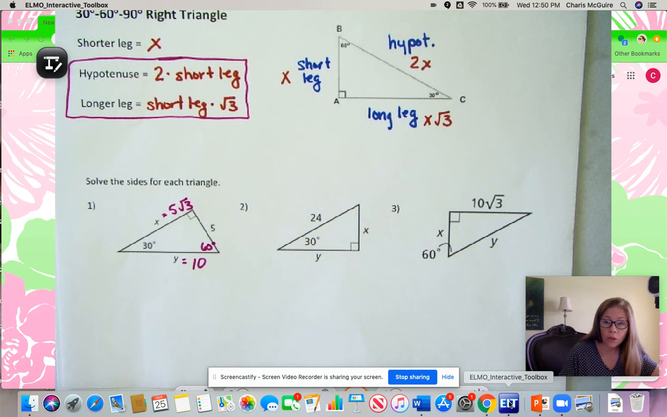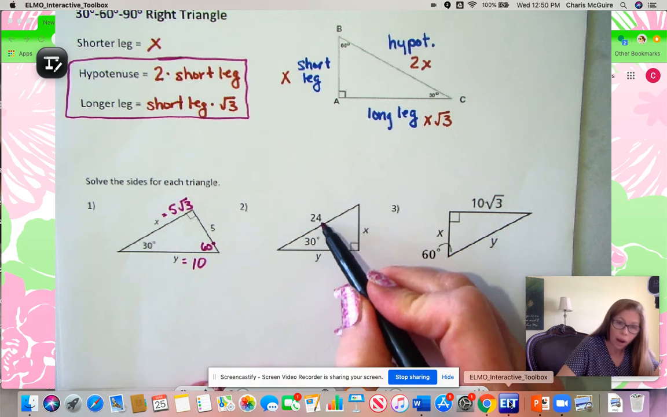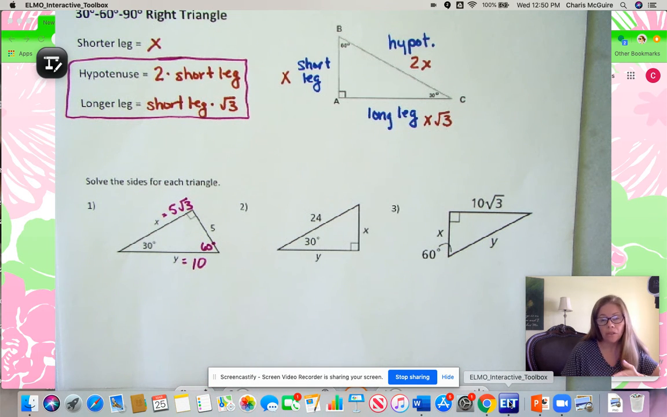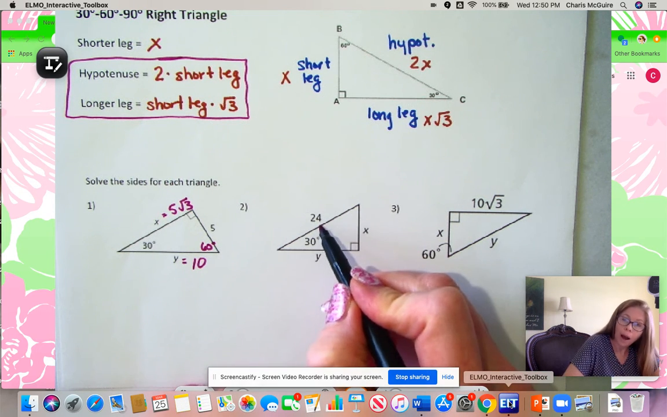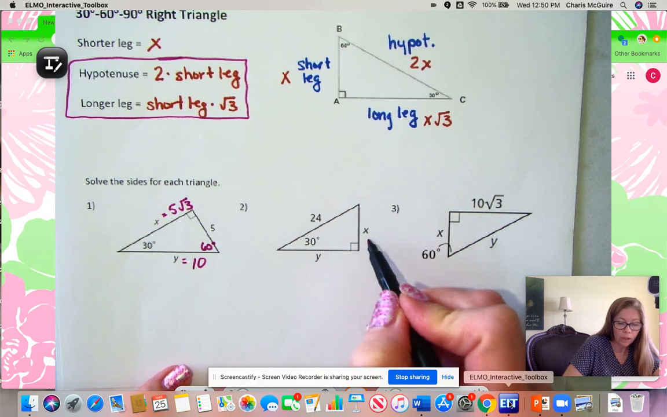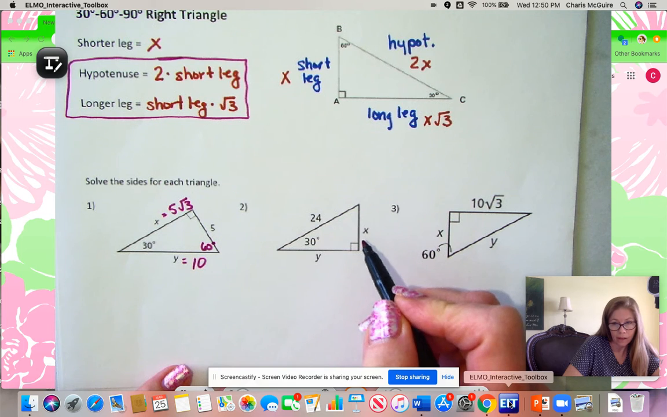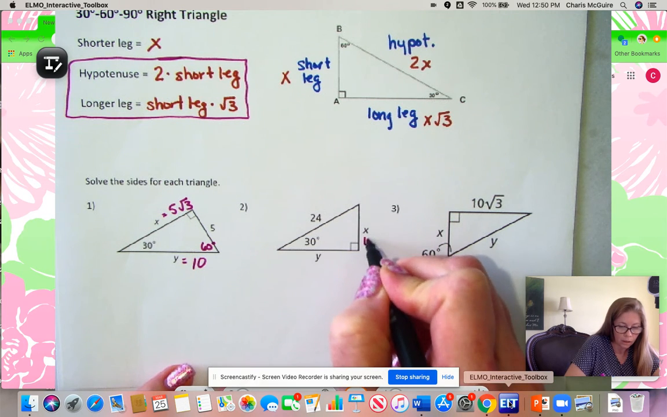All right, so number 2, not bad. It fits the pattern beautifully. Look at number 2. They give us the hypotenuse. So anytime you're given anything that's not the short side, you're going to find the short side. You always find the short side first and then work through the patterns with what you know. Makes it much easier. So if we know that the hypotenuse is 24, we know that the shorter leg, the x in this problem, is half of that. So x is going to be 12.